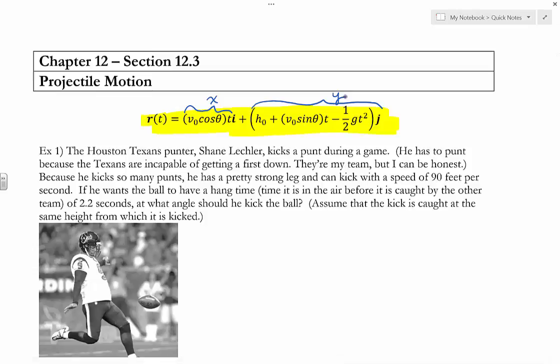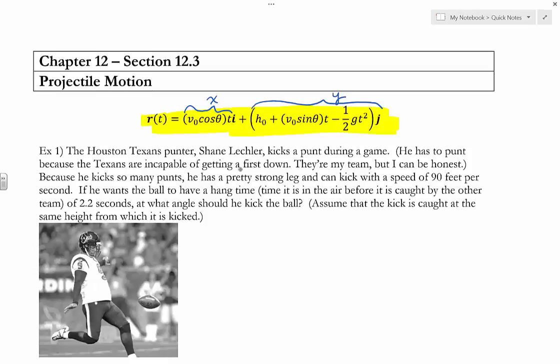So, first example, the Houston Texans punter Shane Lechler kicks a punt during a game. He has to punt because the Texans are incapable of getting a first down. They're my team. I really like the Texans. I've been with them since they started. But I can be honest, they are not that good.